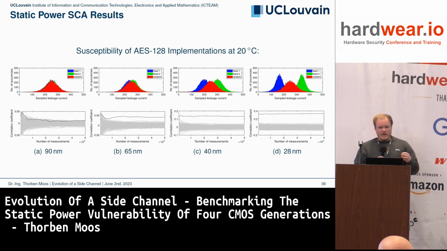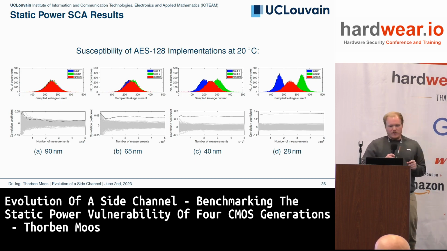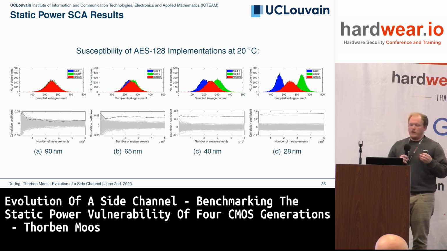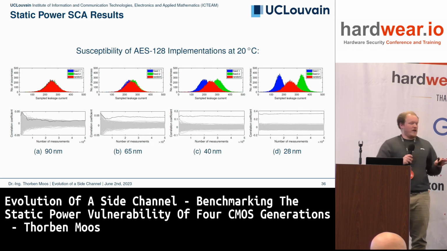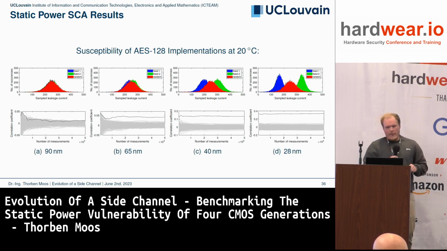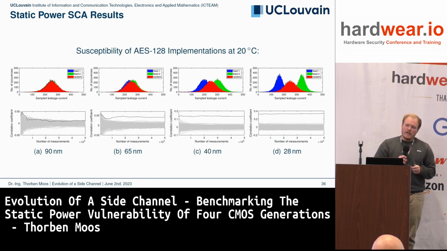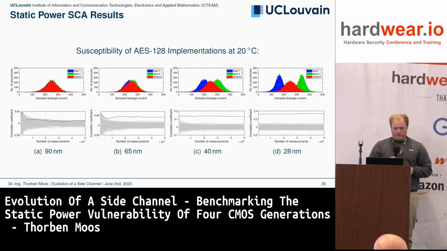What you can see is that the 90 nanometer chip is basically not detectable, so visually you cannot really distinguish the distributions for the 3 cases. And yeah, I mean, the correct key candidate in black is kind of at the top, but I wouldn't call that a successful attack. Then for the 65 nanometer, 40 nanometer, and 28 nanometer, we get much more successful attacks. So this is the same setting. We have the same setup, the same measurement process, the same post-processing, everything is identical. And we get like much higher susceptibility the smaller your CMOS technology goes.